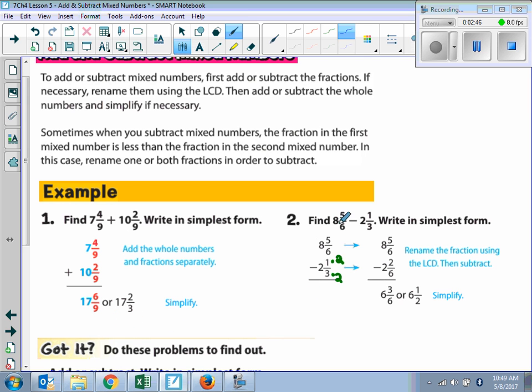For example 2, we're starting out with unlike fractions. So the first thing we need to do is get common denominators. The common denominator with 6 and 3 is 6, so we multiply the numerator and denominator by 2. Then we subtract the whole number parts, subtract the fractional parts, and we end up with 6 and 3/6, and we end up with 6 and 1/2.